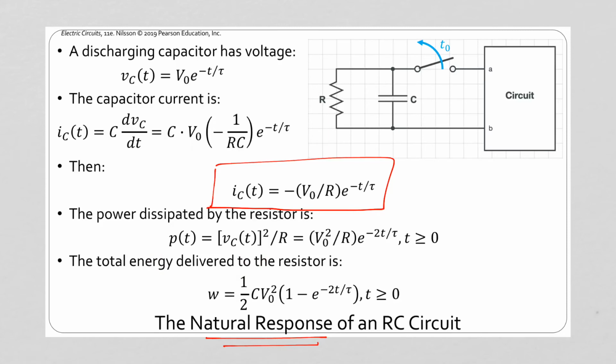And the total energy delivered to the resistor is the integral of the power. So if we count up the power at every instant from when the switch is opened until infinity, we'll be able to find the total energy delivered to the resistor. And as that energy is delivered to the resistor, that's energy that's leaving the capacitor. Note that as t goes to infinity, this term goes to 1, and the energy delivered to the resistor is 1/2 CV squared, which is all of the energy that was initially in the capacitor. So at infinity, all of the energy has left the capacitor, and it's been delivered to the resistor as the capacitor discharges.